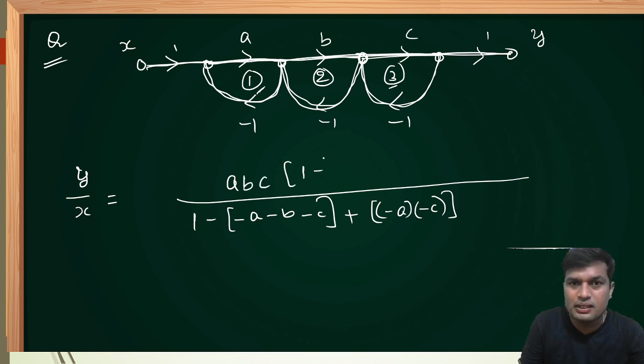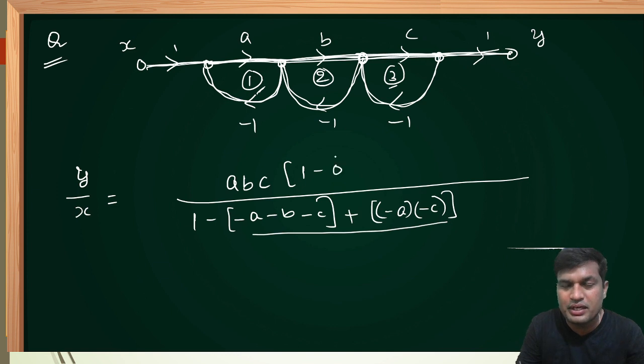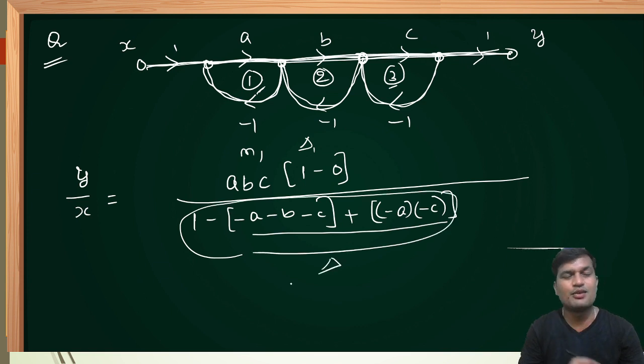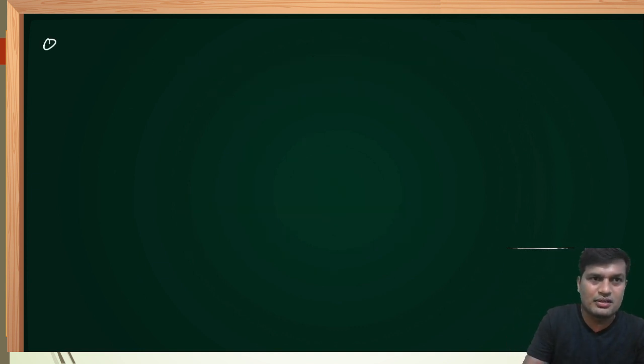To that path, all loops are touching: first loop, second loop, third loop. Therefore, I am removing all these loop gains. Simply it is 1 minus 0. This is nothing but del 1. This is nothing but M1. This is nothing but delta. See, only one step. I think everybody understands my points. Let's move to another question.